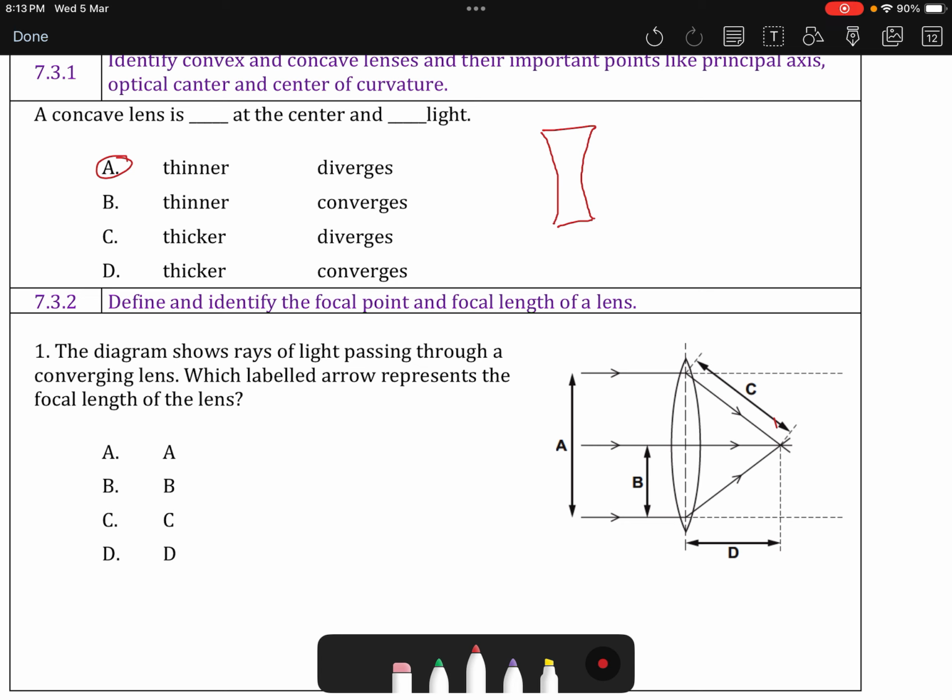The focal length of the lens is the distance between the lens and the focal point. Where is the focal point? This is the focal point where the light converged, right? So this distance will be the focal length, which is represented by D. So the answer is D.